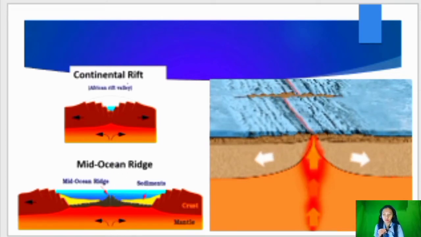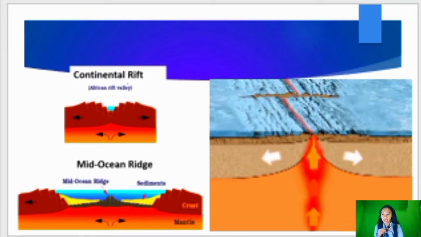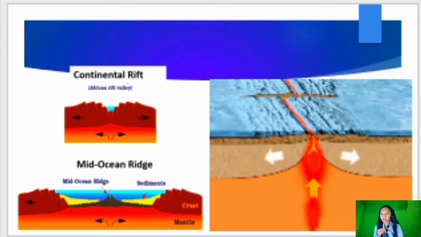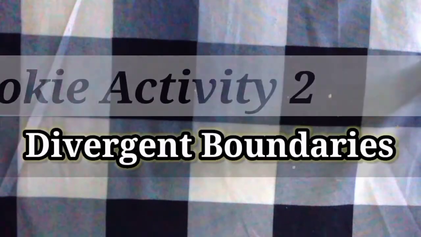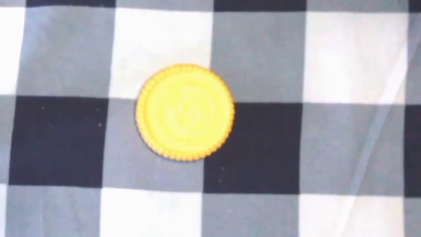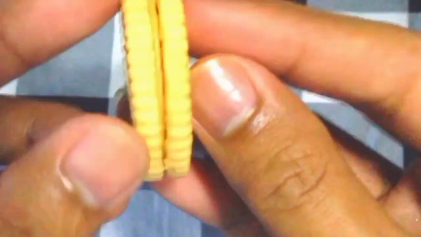To further understand, I have here another cookie activity that will help us understand how a divergent plate boundary occurs. This is just a representation of the divergent plate boundary. This is our cookie activity number 2. I want you all to observe and learn from it. Cookie activity 2, divergent boundary. Get another piece of cookie. Apply the same instructions as in the first cookie activity.